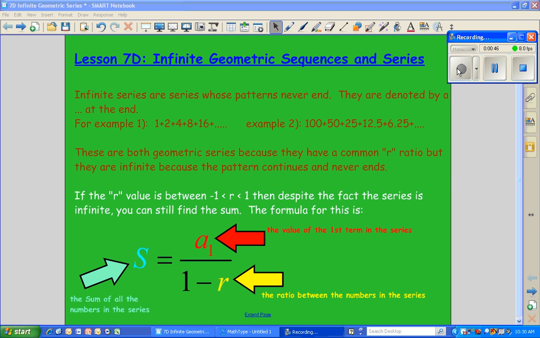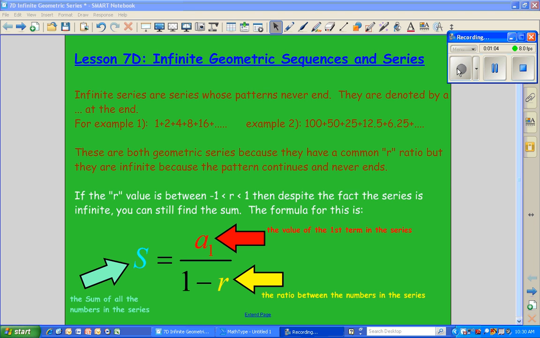If your R value is between -1 and 1, notice I said between and not including. There is not an equal sign there. If it's equal, it won't work. If your R value is between -1 and 1, then despite the fact that the series is infinite, you're still able to find the sum.